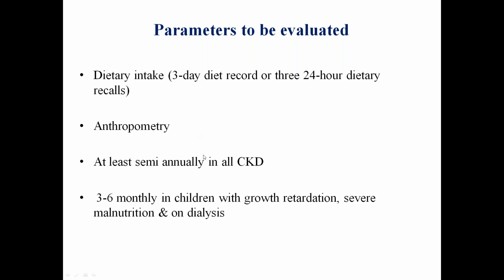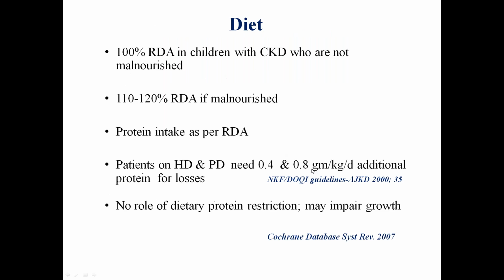And anthropometry is a very important way of looking at their growth failure. That is the age-appropriate weight and height. The weight for height needs to be monitored for these patients, and it should be done at least semi-annually in all patients of chronic kidney disease. And in those patients who have severe growth retardation, it can be done even every 3 months. And all these patients would require good dietary counseling by the dietitian, and it needs to be checked during each OPD visit whether they are taking adequate calories and proteins or not.